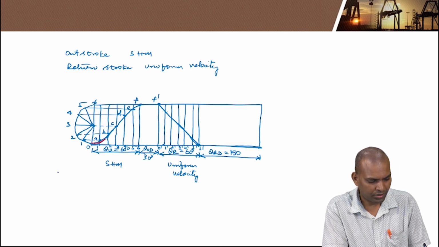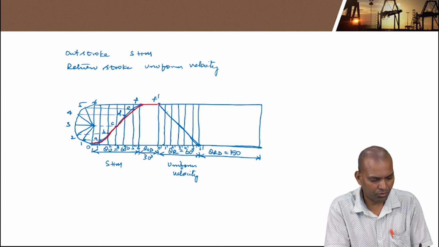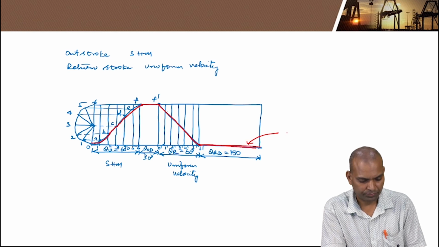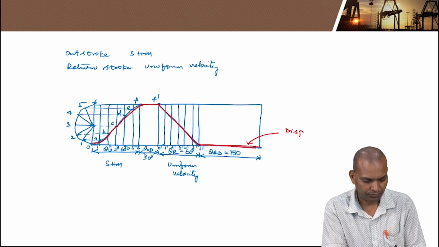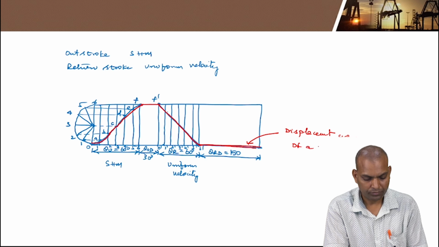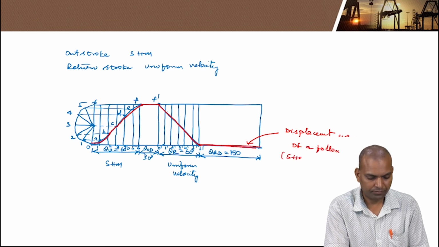So I'm going to draw with different colors. Red color. This is SHM, outstroke and return stroke. This is the displacement curve of a follower having SHM and uniform velocity.